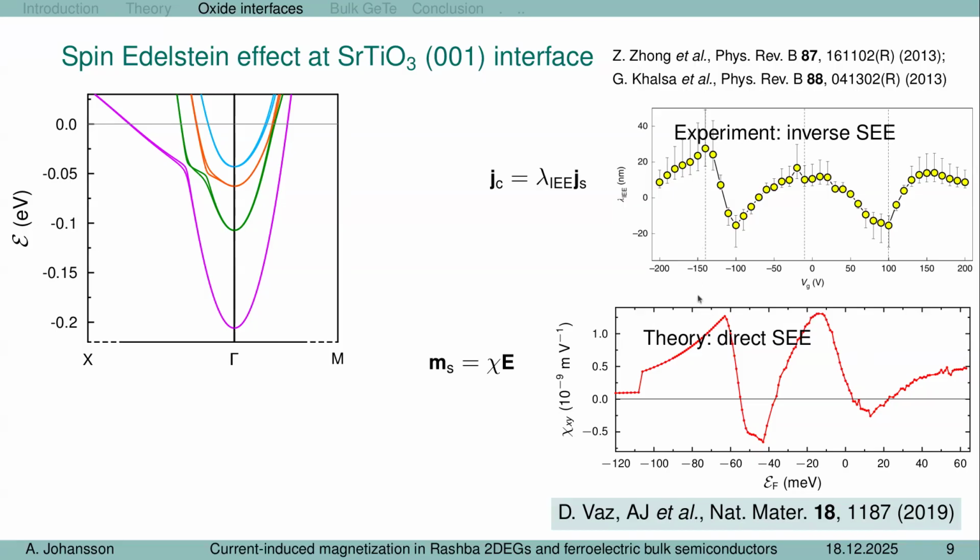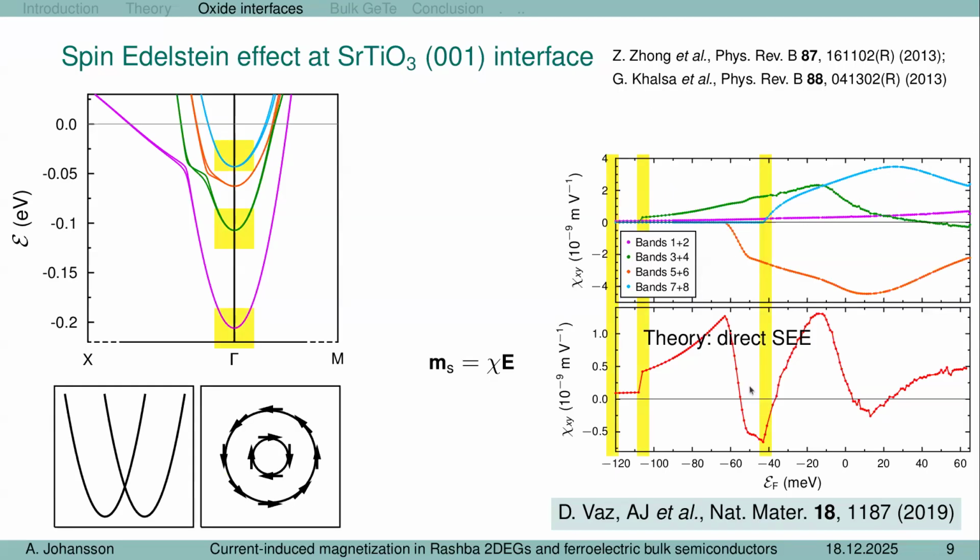And we see that our theoretical calculations reproduce the experiment quite well. So we can reproduce these extrema and even the sign changes. But to really understand what's happening, we did a band resolved calculation. So in this plot, we see now the contributions of each individual band to the total Edelstein effect. And I will now guide you through this plot.